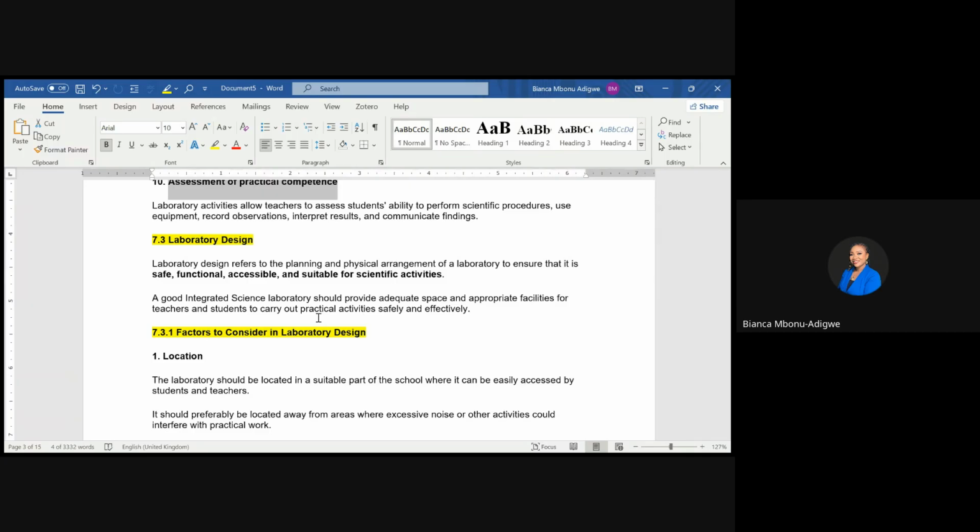A good integrated science laboratory should provide adequate space and appropriate facilities for everyone, including teachers and students, to carry out practical activities safely and effectively.